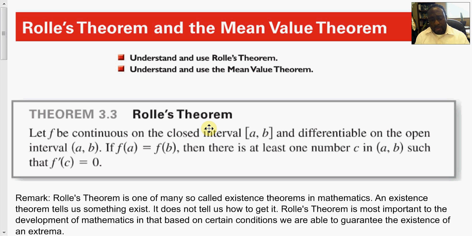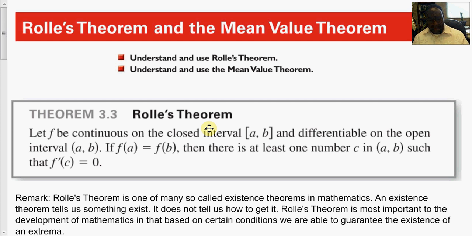Rolle's theorem, the first theorem mentioned, is what we call in the study of mathematics an existence theorem. That simply means that the theorem is able to tell us that something exists. Now, in terms of how to get it, that's another question for another time. But Rolle's theorem, in the classification of existence theorems, gives us valuable information about certain functions.